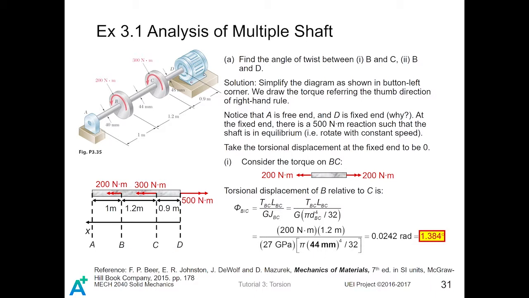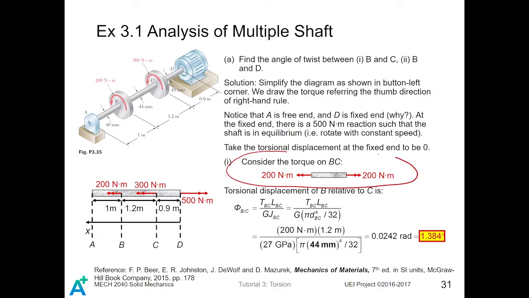You may wonder why the end D is treated to be a fixed end. Although the engine is always spinning at a very high speed, there must be some component that fixes the shaft at point D such that it can drive the shaft to rotate. Now we are interested in the angle of twist between B and C and B and D. To do this, first we consider each of the segments required.